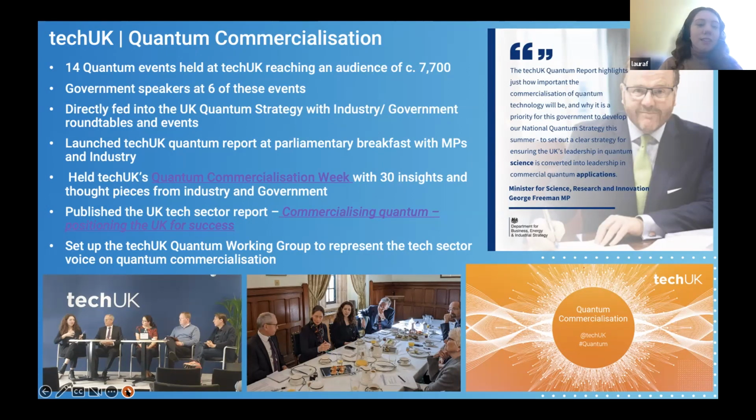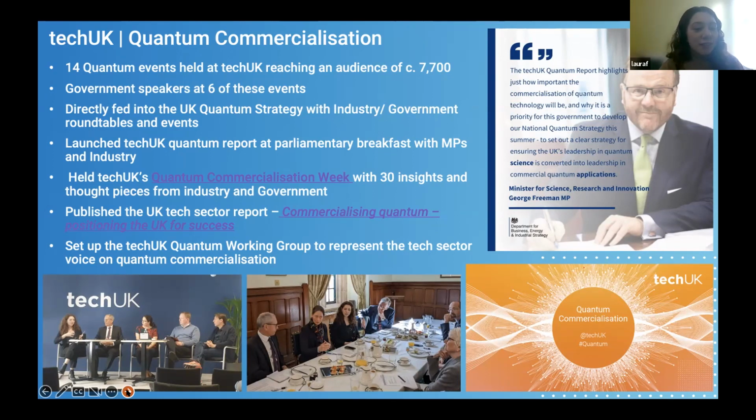Our core goal is to bridge connections between the quantum industry and the larger technology sector, and then find out what the wants and needs of those two groups are together, and then take them to UK governments and showcase and raise awareness. And obviously I'm a little bit biased, but I think we have been quite successful in doing this. So we've had over 14 quantum events held at TechUK, and that's reached an audience of over 7,700. And crucially, government have been constantly engaging with us on this, and they have been speakers at least 6 of these events and attendees at so many more as well.